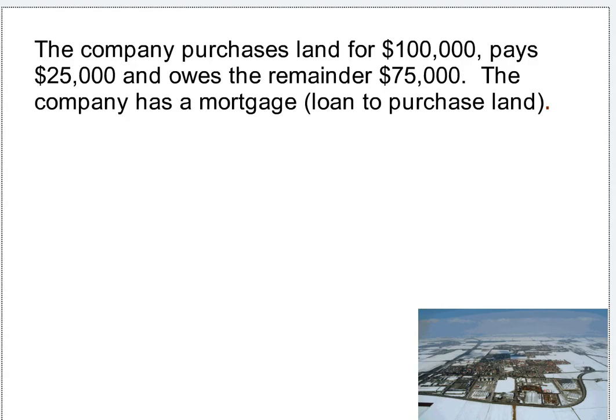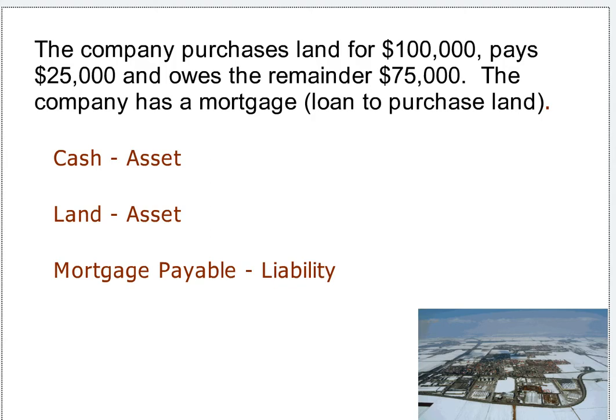The company purchases land for $100,000 and pays $25,000 cash and owes the remainder, $75,000, as a mortgage. The accounts used for this transaction are cash, land, and mortgage payable. Cash and land are both asset accounts, and the mortgage payable is a liability account. Land increases by $100,000, cash decreases by $25,000, and the mortgage payable increases by $75,000.